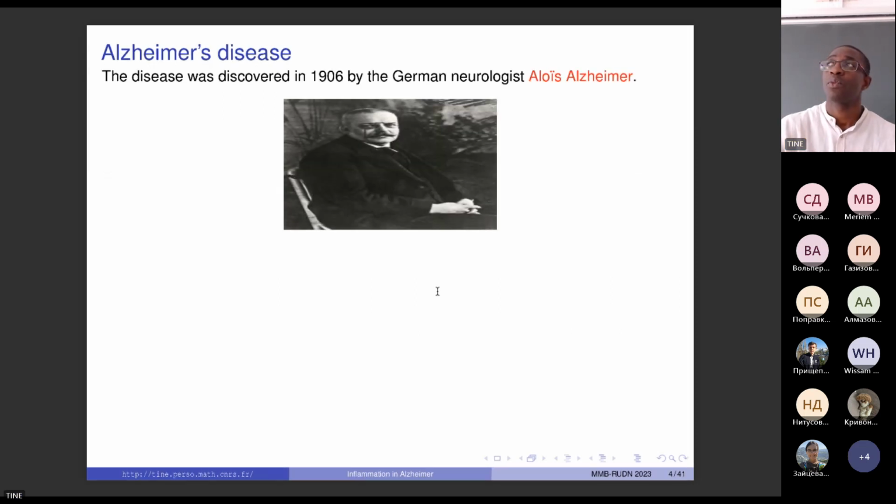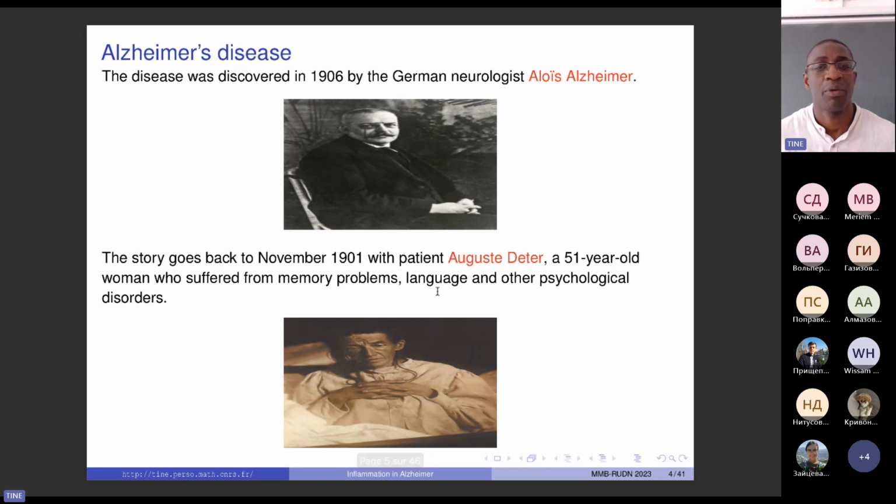What we know is that the person who discovered Alzheimer's disease is a German neurologist, Alois Alzheimer, in 1906. The history goes back to November 1901 with the first patient, called Auguste Deter, a 51-year-old woman who suffered from memory problems, language problems, and other psychological disorders. So this is the beginning of this disease.